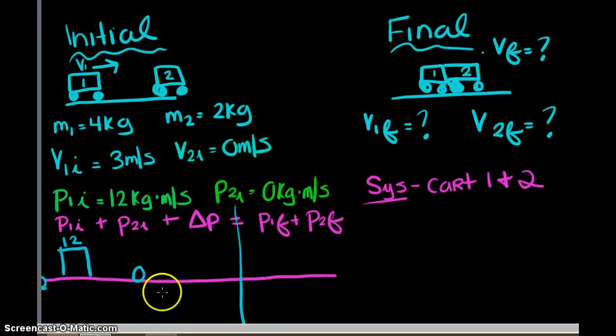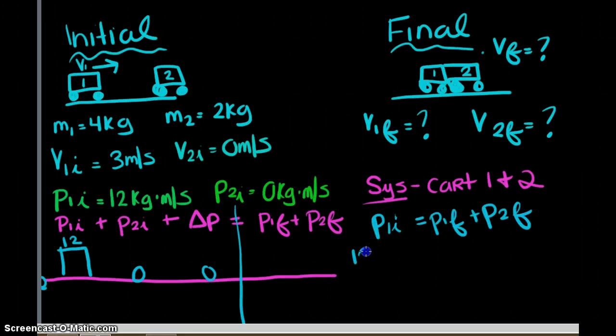So let's see if we can write a formula for this based on the bar chart. The bar chart tells us that we have a value for P1 initial. P2 initial is 0, so I don't even need to write that. Delta P, no, there's no delta P, there's nothing external to it. So P1 initial here will equal P1 final plus P2 final. So that's my equation, and that's how I'm going to be able to find my answer. P1 final is going to equal M1 times V1 final. P2 final is M2 times V2 final.